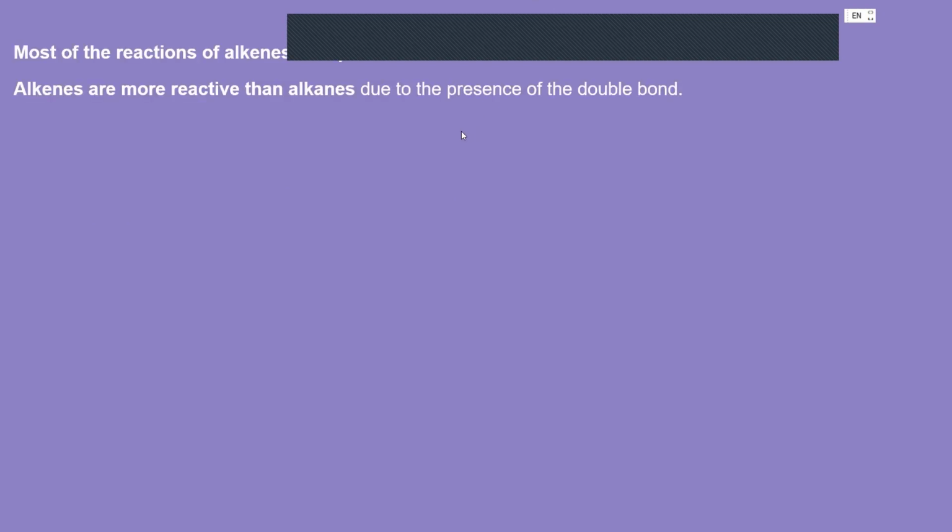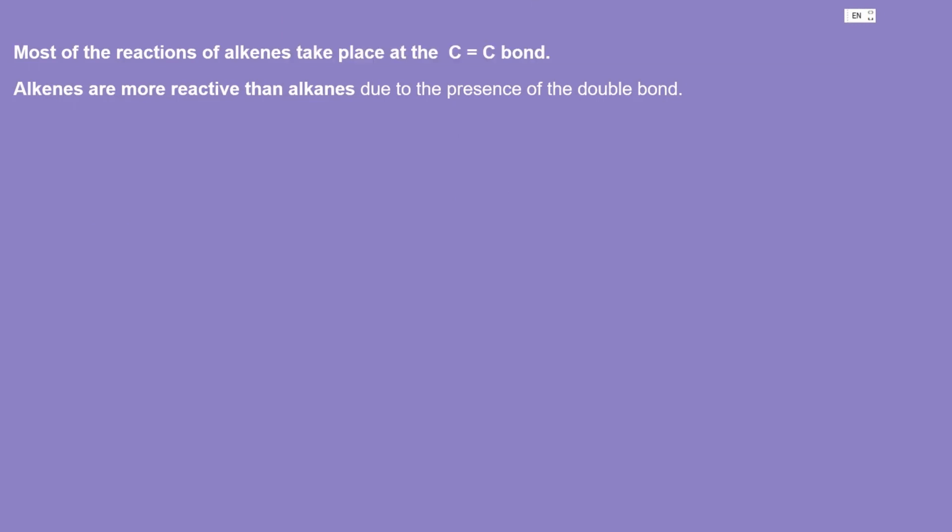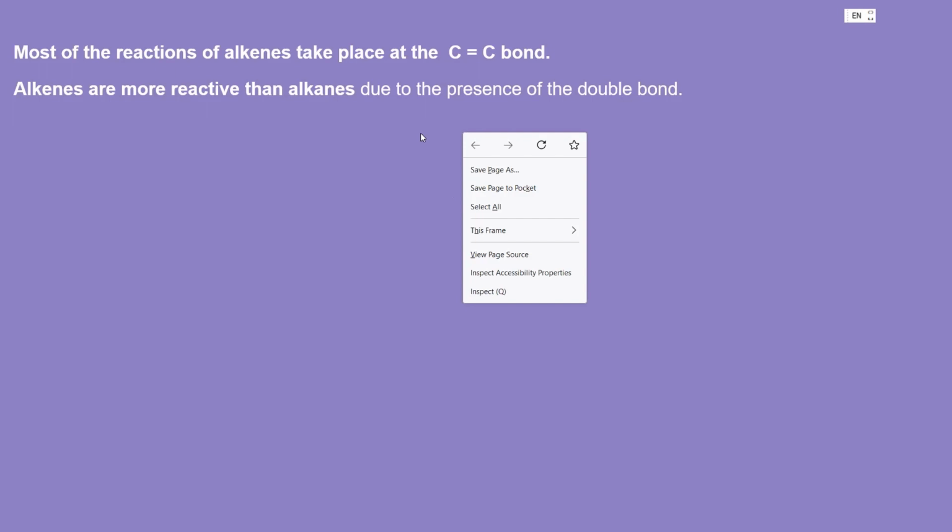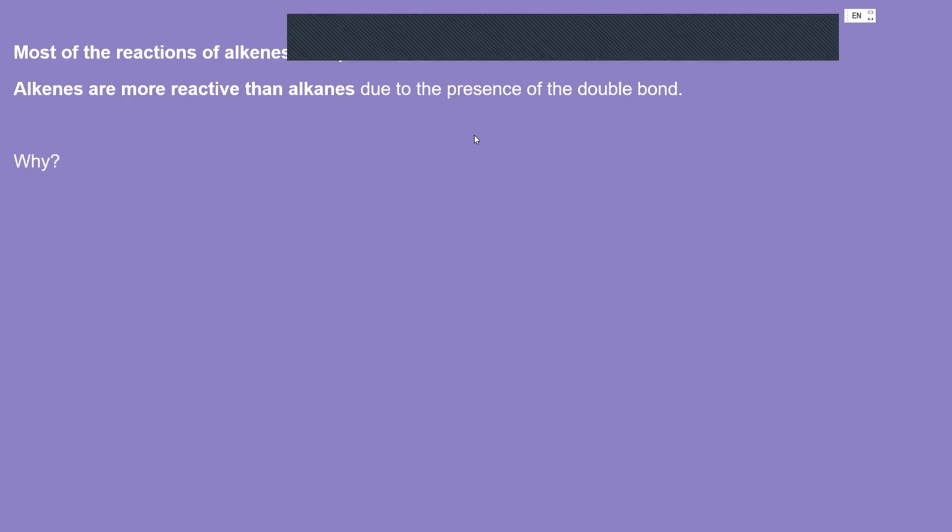So most of the reactions of alkenes take place at this carbon-carbon bond. And this is why alkenes are more reactive than alkanes, because they have that double bond. Alkenes will likely have more reactions, and you'll see this later on, because later on we will look at the types of reactions that alkenes can have, and they have a much longer list than the alkanes. So why is the double bond more reactive than the single bond?